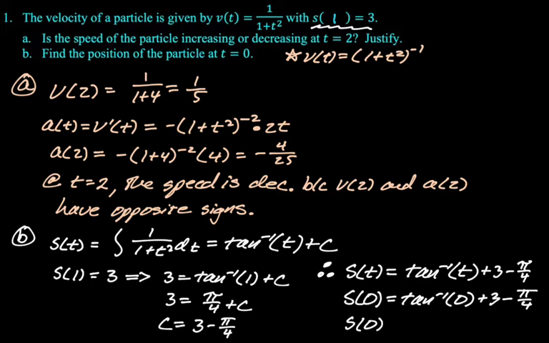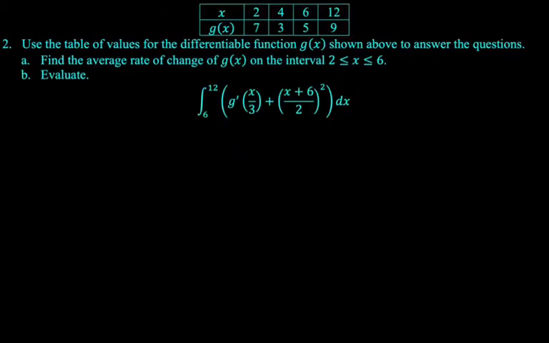The arctan of 0 is 0, right? Because the tangent of 0 is 0, so the inverse tangent of 0 is 0. I'm just saying 0 a lot there. But s of 0 is 3 minus pi over 4. Pretty good. Let's take a look at the next part, I guess.